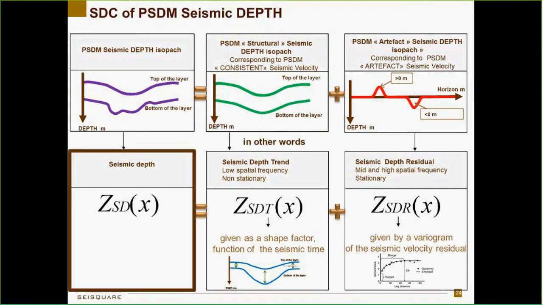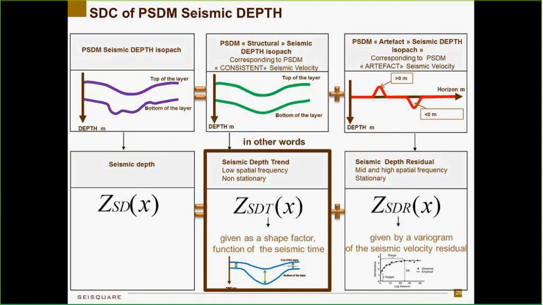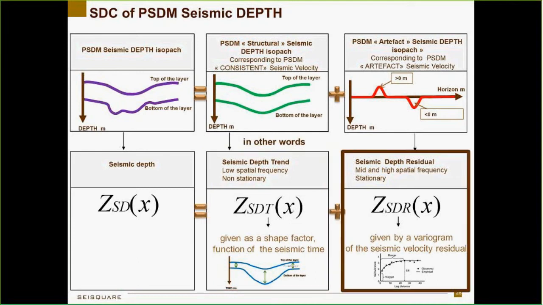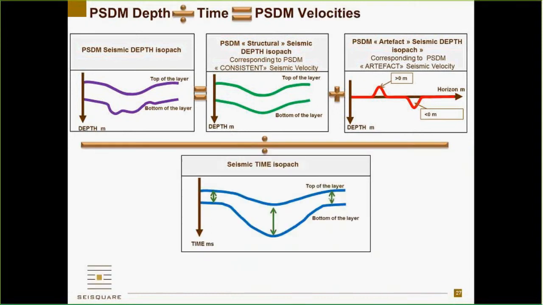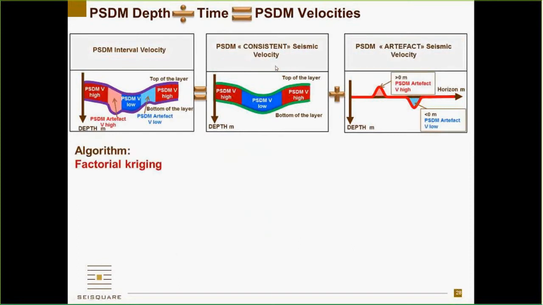In other words, seismic depth could be split into seismic depth trend, which is given as a shape factor function of the seismic time, and into seismic depth residual, which is given by a variogram of the seismic velocity residual. From secondary school, we all know that if we divide the depth by time, we get velocities. So the same operation we do here. We divide PSDM seismic depth isopach by seismic time isopach, and consequently, we get PSDM interval velocity fields.